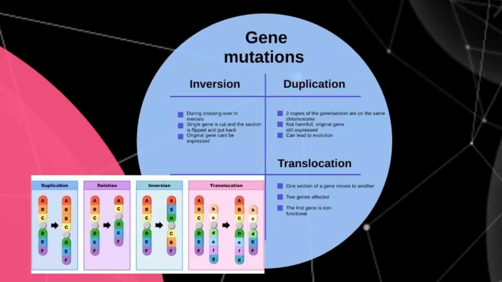We then have inversion. This mainly happens during crossing over during meiosis. And this is where a single gene is cut out from the chromosome and it's flipped. So the chromosome still contains the right things, but it's in the wrong direction now. So now that it's been inverted, that means that the original gene can't be expressed. So inversion will stop the original gene being expressed. It's still present, but it's now in the wrong direction within the chromosome.